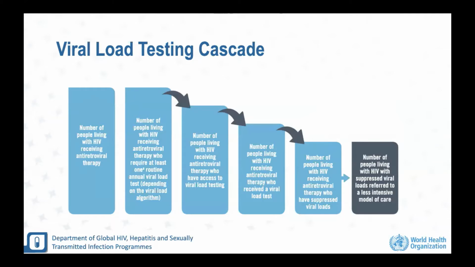The next step of the cascade is the number of people living with HIV receiving antiretroviral therapy who have access to viral load testing. So they can either receive viral load testing through a venous blood draw, through point of care testing, through dry blood spots. Then you have the number of people living with HIV receiving antiretroviral therapy who actually receive a viral load test. Out of those people, we can look at the number of people living with HIV who have suppressed viral loads. And then finally, we can look at the number of people with suppressed viral loads who can then be referred to a less intensive model of care.